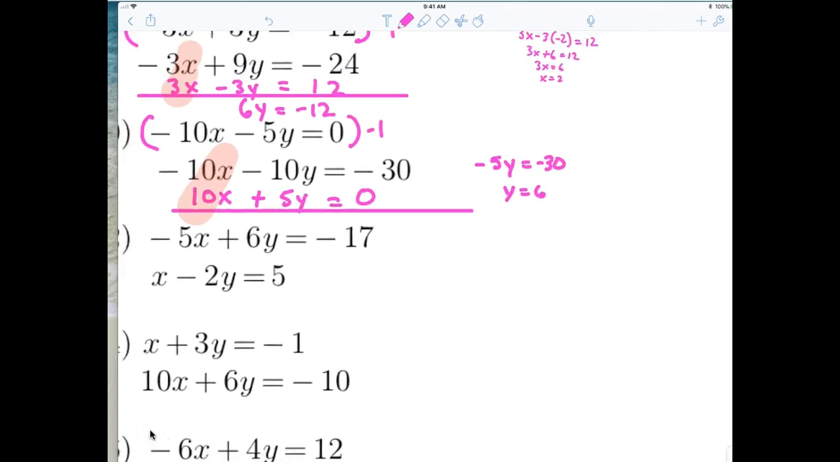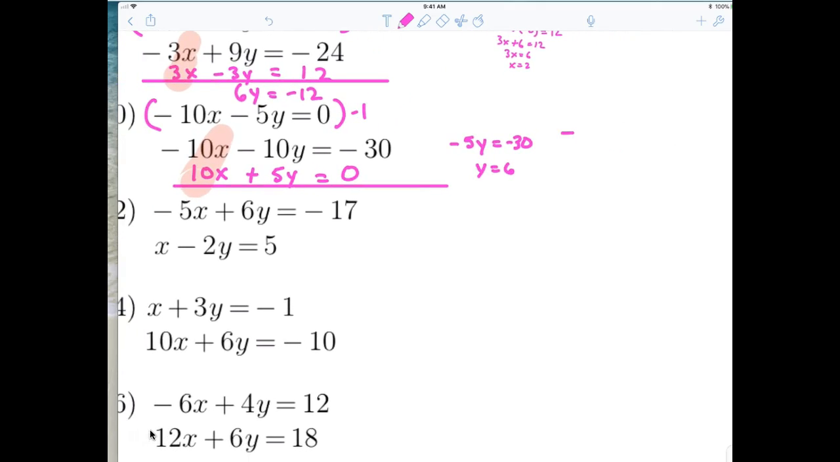All right, now just pick one. Negative 10x minus 5 times 6 equals 0. Negative 10x minus 30 equals 0. Negative 10x equals 30, so x equals negative 3. So my answer is negative 3 comma 6. Yes, sir. Good. So I thought that you only had to multiply by negative 1 when all the numbers were the same.